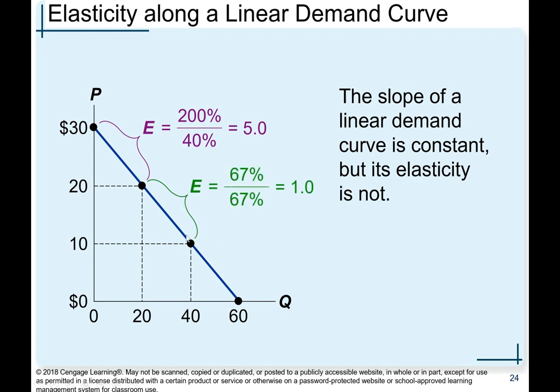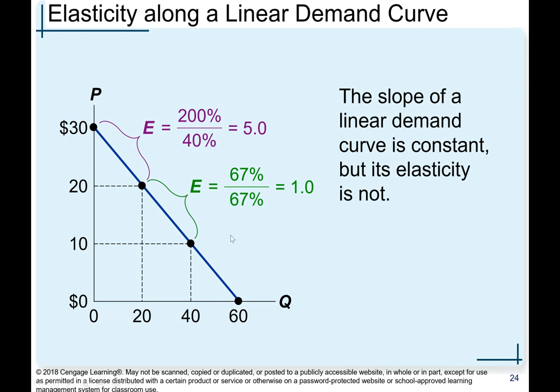Somewhere in the middle of the demand curve, price changing from 20 to $10, and quantity changing from 20 to 40, elasticity is calculated as 67% percentage change in quantity divided by 67% percentage change in price, which is equal to 1. That is unit elastic in the middle of the demand curve.